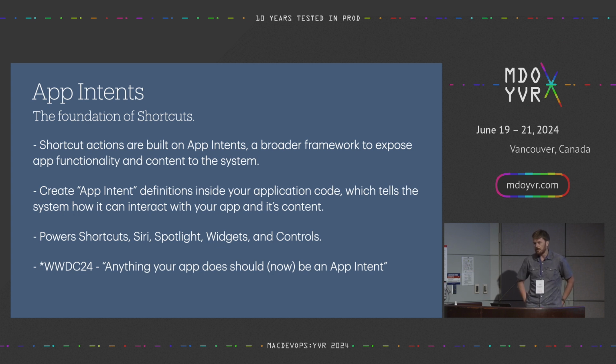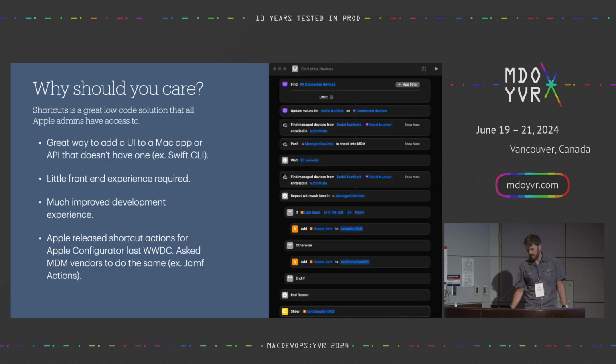And at WWDC this year, Apple's now saying that everything your app does should now be an app intent. I think before they were just telling developers to advertise the most common functionality in your app, and now they're asking everything your app does to conform to this protocol. So I think the value proposition that Apple wants is that if you're building an app, if you can conform to this protocol, you should, because you get all these cool benefits like shortcuts with it.